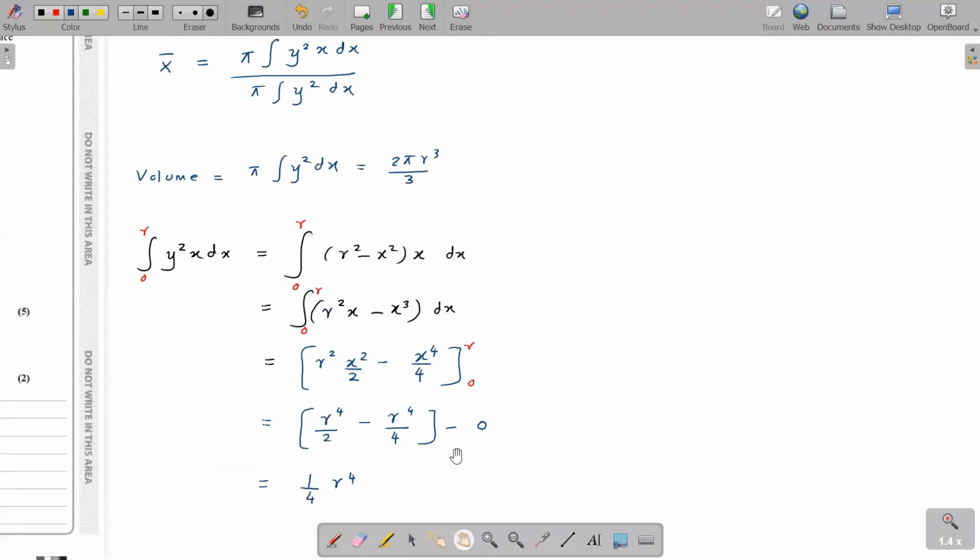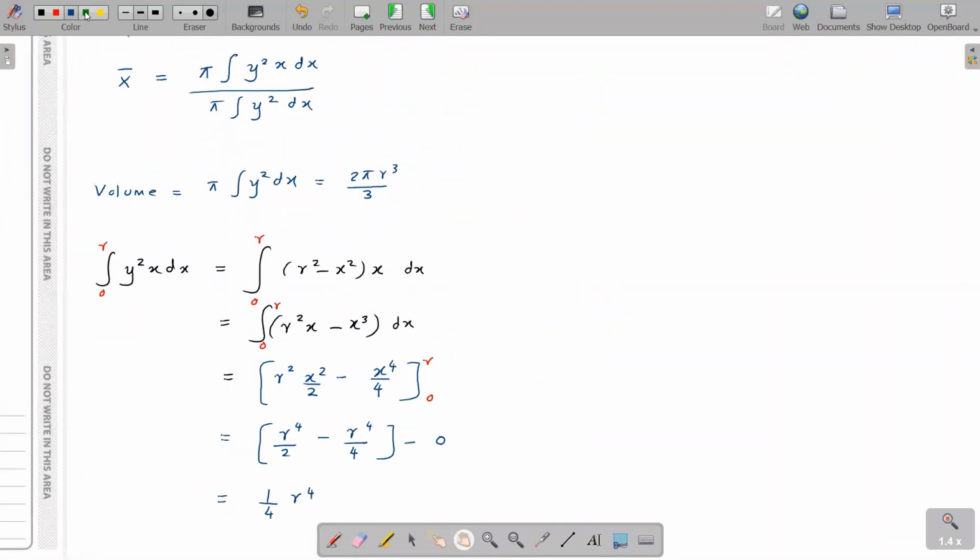So substitute this answer into the x bar equation. X bar equals 1 over 4 r to the power 4, which you divide by the pi y squared, which is the volume, 2 pi r cubed over 3. Are you with me? So we divide, and this is equal to 1 over 4 r to the power 4, the 3 comes to the top, and 2 pi r cubed stays down. So you can cancel out r cubed with r to the power 4. One r remains on top.